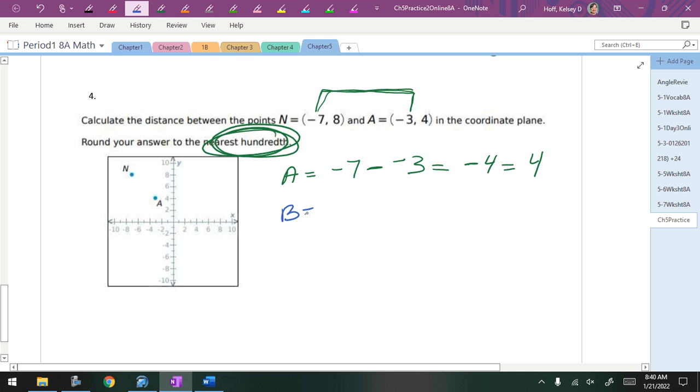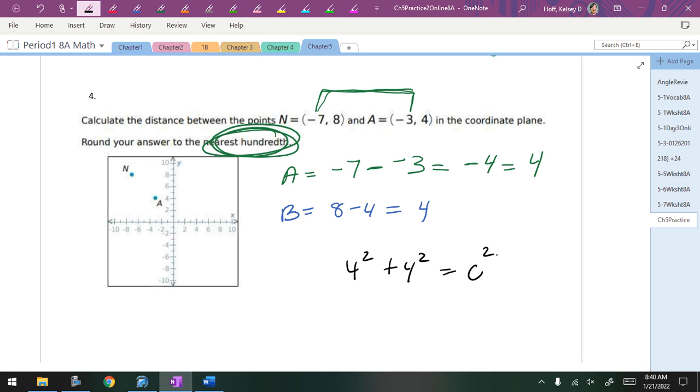So then b, what am I going to subtract on b? 8 minus 4, which is 4. So how do I set my equation up? 4 squared plus 4 squared equals c squared. Calculate that on your own. Round to the nearest hundredth. 2 numbers after. Look at that third number to decide if you should round.